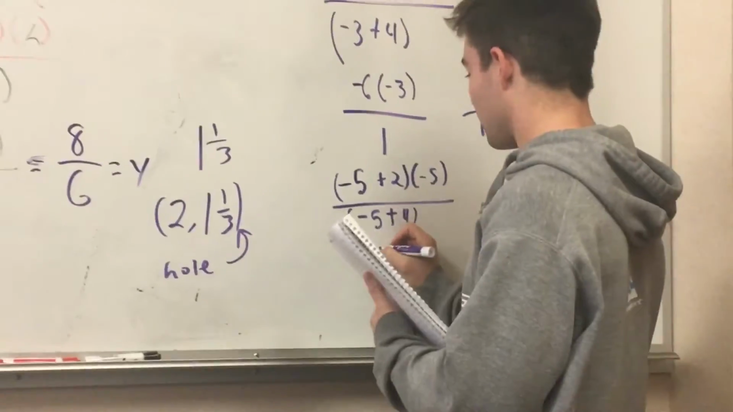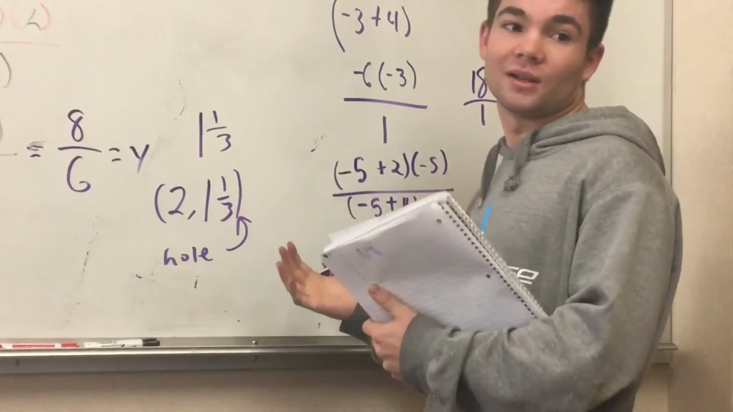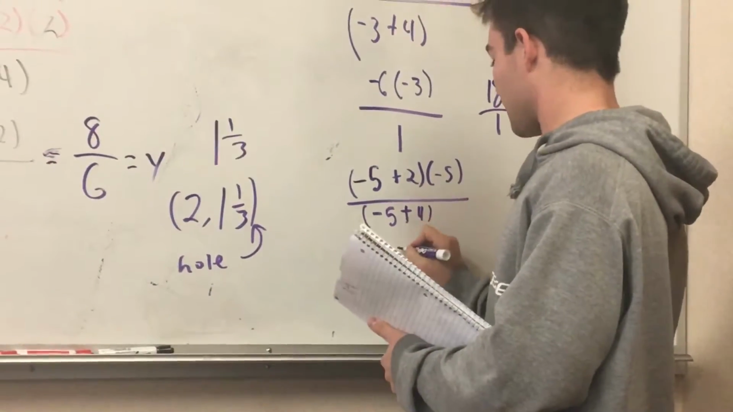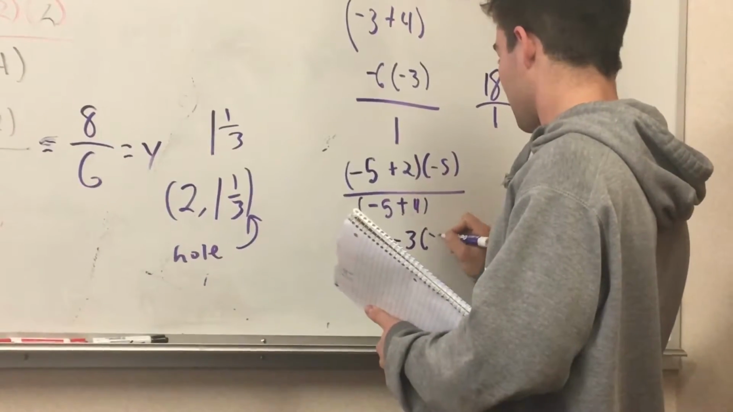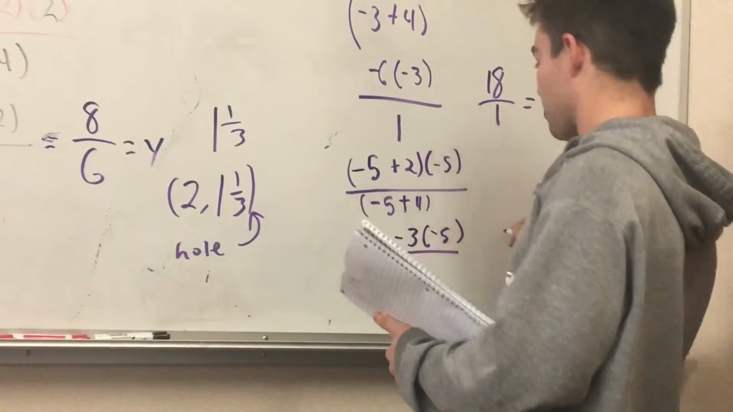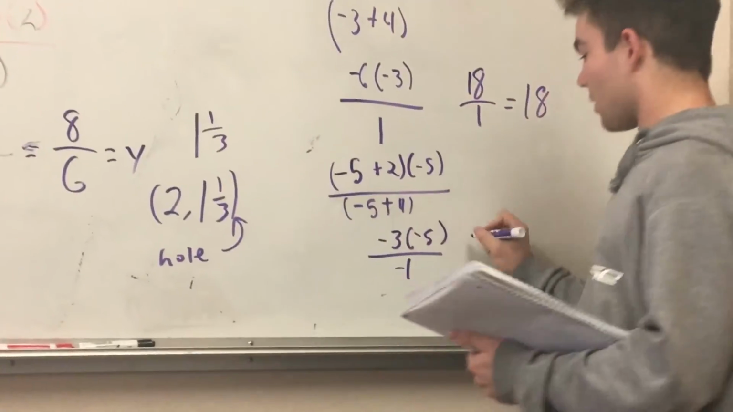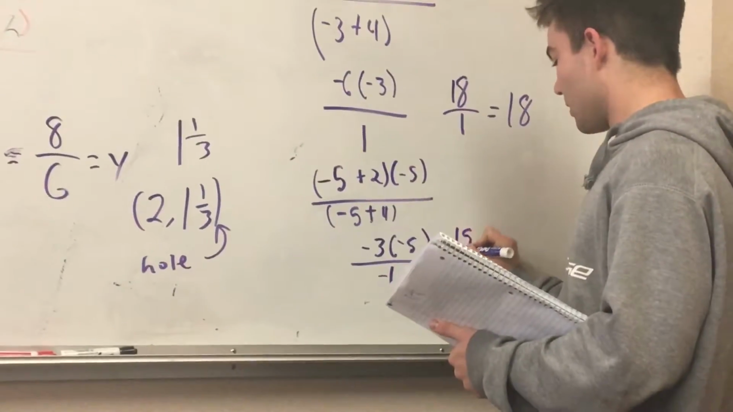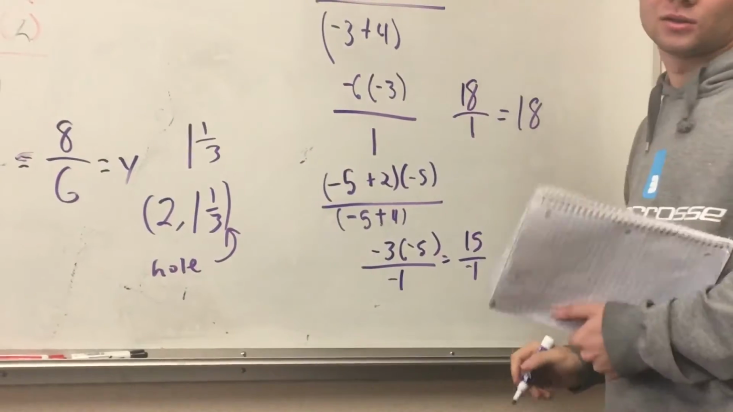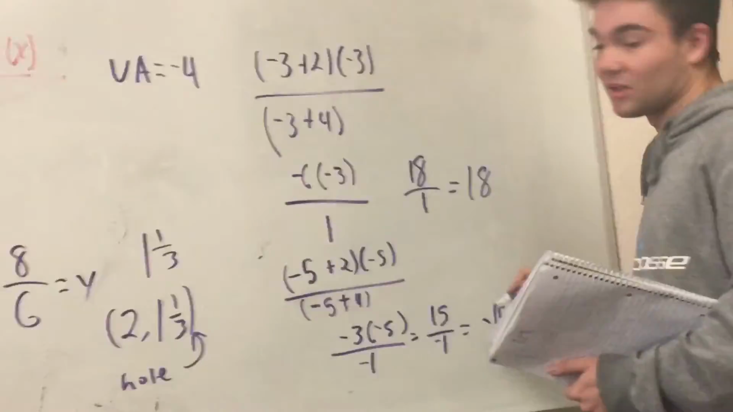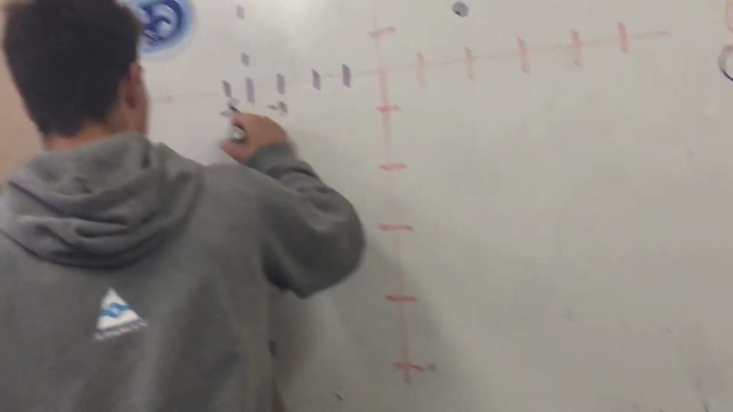-5 times 2, or plus, that's what I did. Yeah. -5 minus 2, or plus 2 is -3, times -5, that's positive 15, and then this is -1. So we get a positive 15 over a -1. So now what we get is -15. So since this is negative, we now know that this is going down on this side.